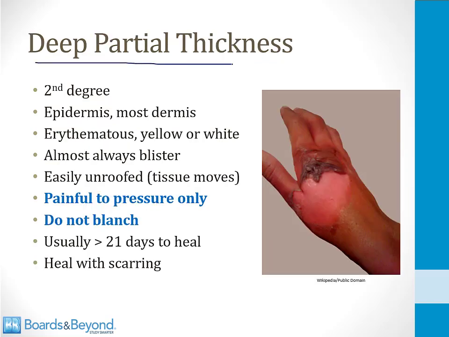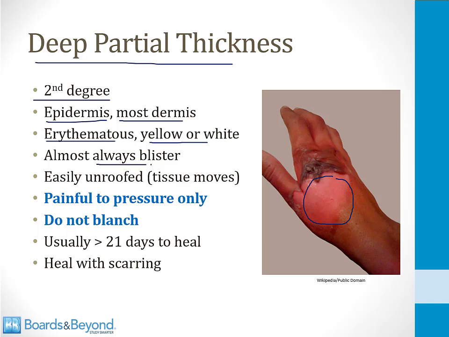Deep partial thickness burns also were called second degree burns in the old system. These burns involve the epidermis and most of the dermis. They can be erythematous and red, but often they are yellow or white. If you look at this picture of a deep partial thickness burn on the screen, you can see this white area here. That's typical for this type of burn.